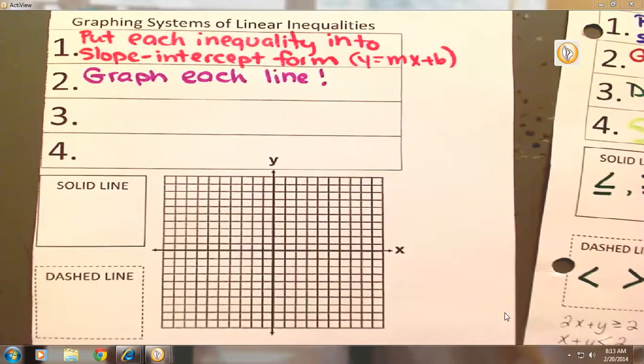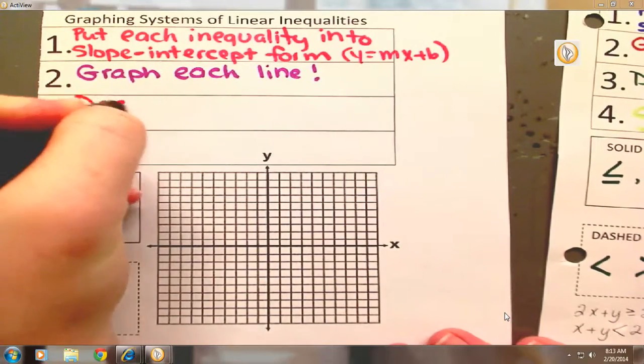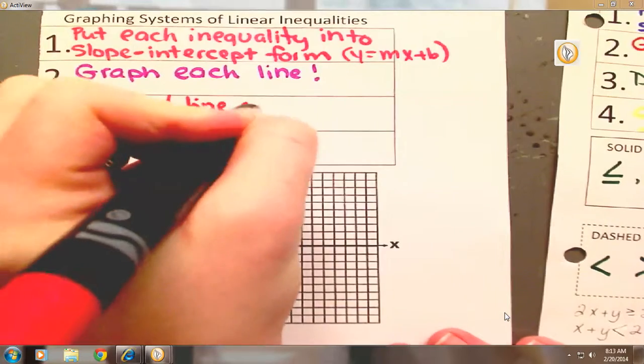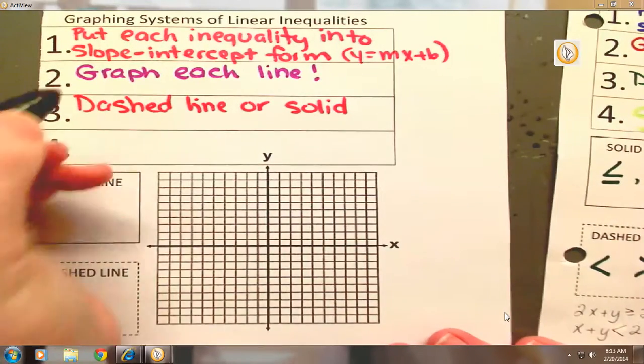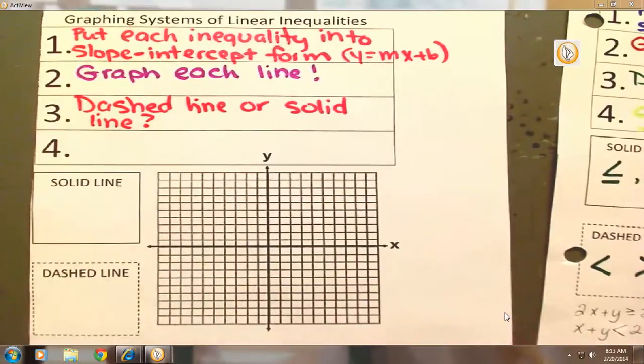Now think back to when we graphed our linear inequalities. We didn't just draw a line in, did we? Sometimes we had to use a different type of line. What was that? Dashed or solid. A dash, and sometimes it was a solid line. So that's what our step 3 is going to be, making that decision: do we use a dashed line or a solid line? We'll make that decision there in step 3.